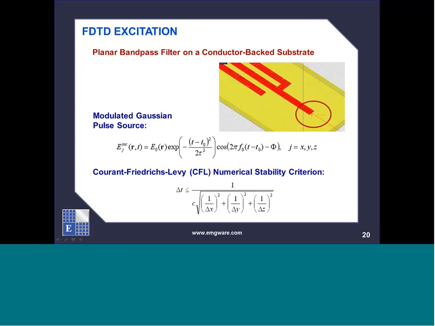So at one port of this bandpass filter, we have put a source that basically is a line or a wire that goes inside the substrate and is connected to the ground on the back of the substrate. And we put a source over there which has a modulated Gaussian waveform. And in order to have a stable numerical scheme, we have to observe the CFL numerical stability criterion, which means that given the sizes of the mesh size or the cell size in the XYZ direction, you cannot use your delta T arbitrarily. Your delta T has to be smaller than this expression here to provide numerical stability.